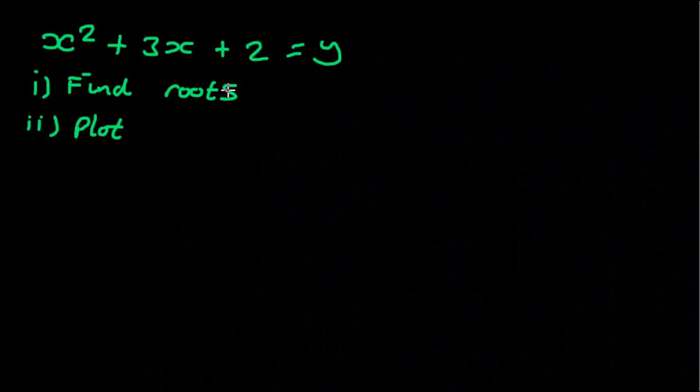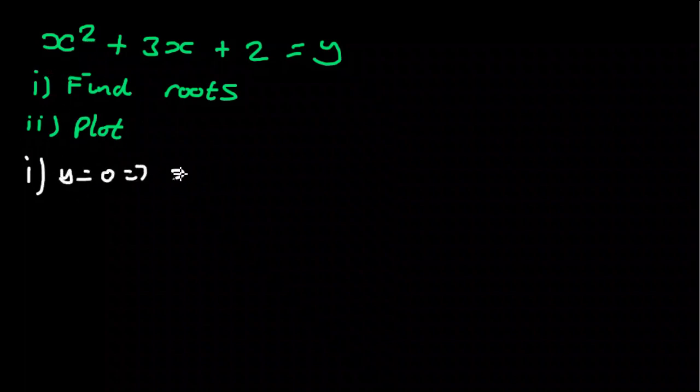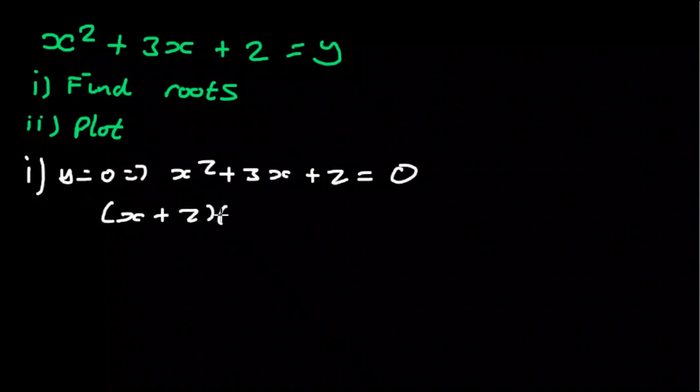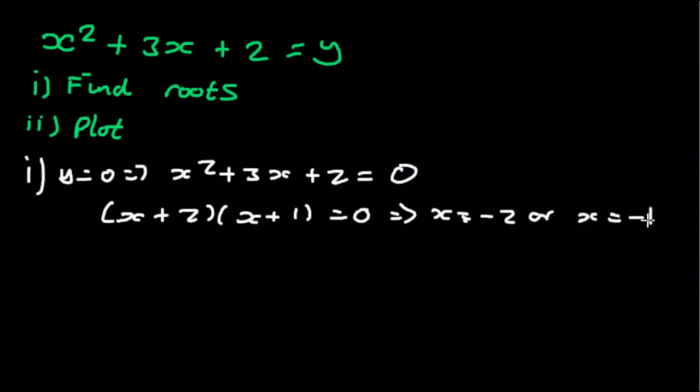So y is equal to x squared plus 3x plus 2. We're asked to find the roots and also to plot it. The roots are where y is equal to 0, so we've done a lot of examples of solving equations like that, so let's do part 1 first. We're going to set y equal to 0, so y equal to 0 implies x squared plus 3x plus 2 is equal to 0. Factorising, we get x plus 2 multiplied by x plus 1 is equal to 0. So that implies x is equal to negative 2 or x is equal to negative 1. And those are the roots.